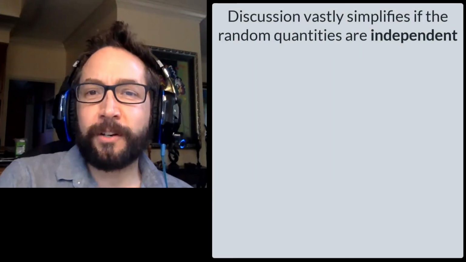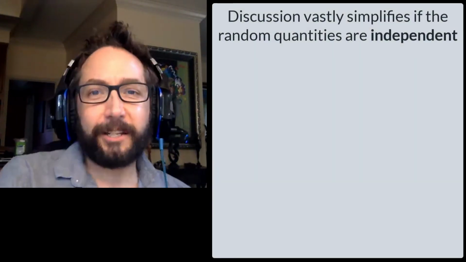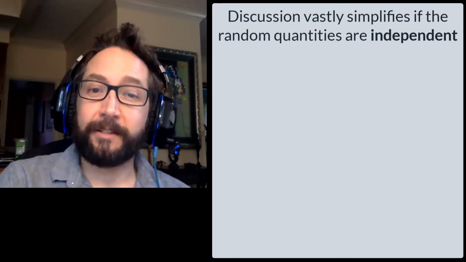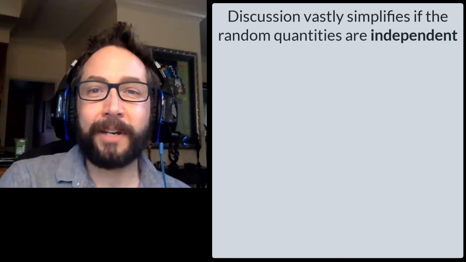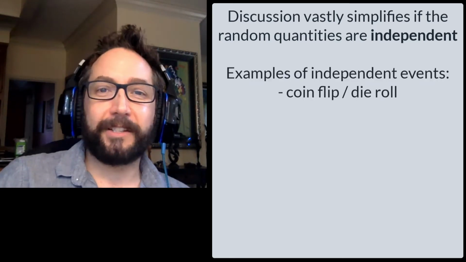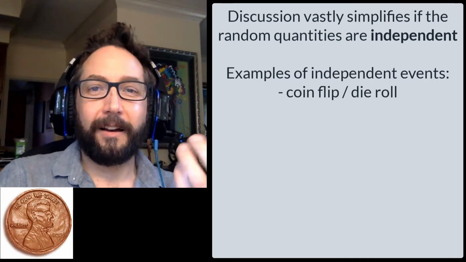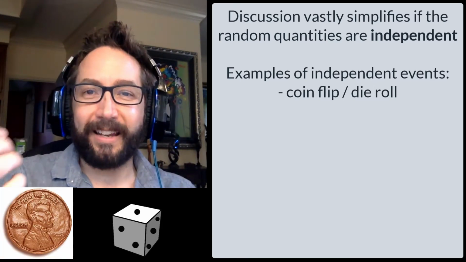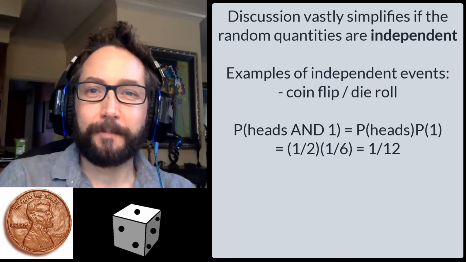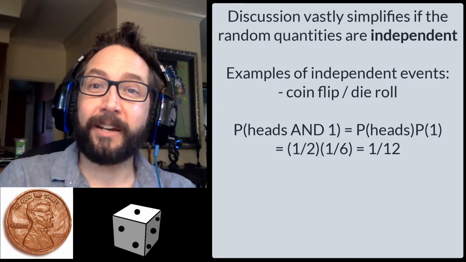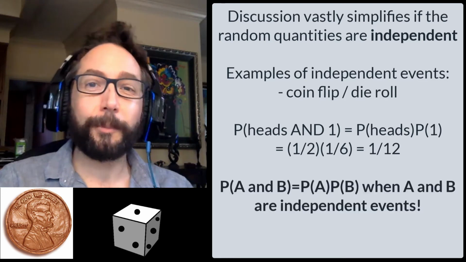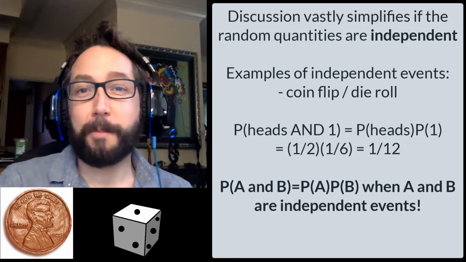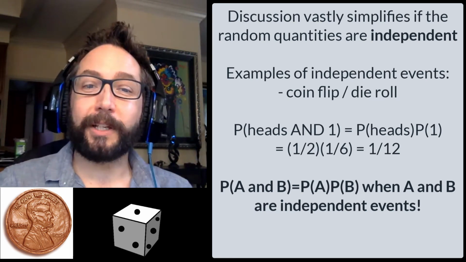Now, our discussion of joint distributions really simplifies if it happens to be the case that the random variables are independent of one another. And we've talked about independent events before. If I have, let's say, a fair coin in one hand, a die in the other hand, and I want to ask the question, well, what's the probability that I get a heads and a 1? Well, since the outcomes of those two events are independent of one another, I just got to straight up multiply the probabilities of the component events that went into my question. So the probability of heads times the probability of rolling a 1.